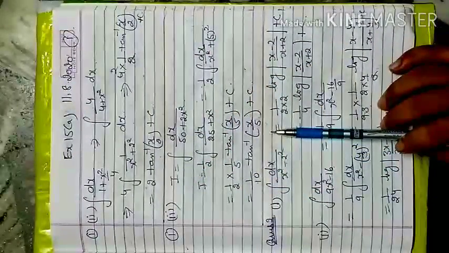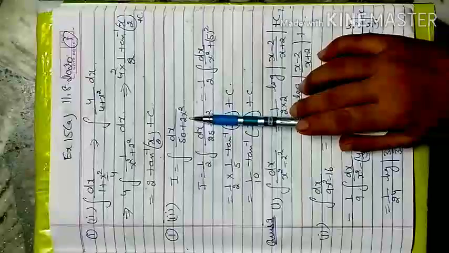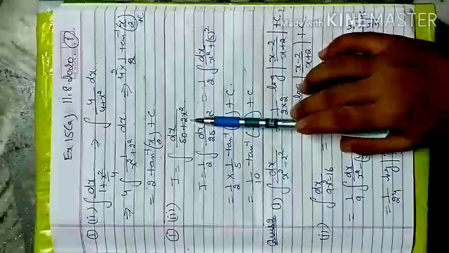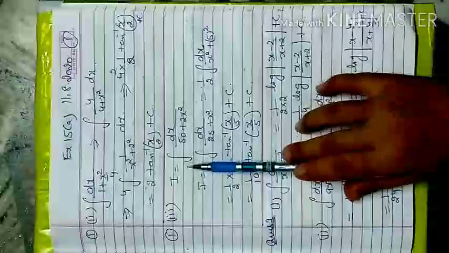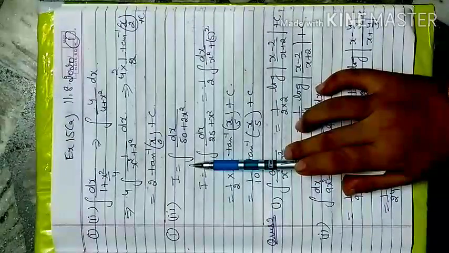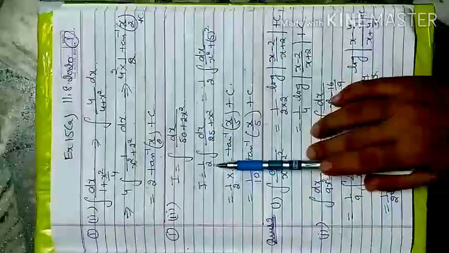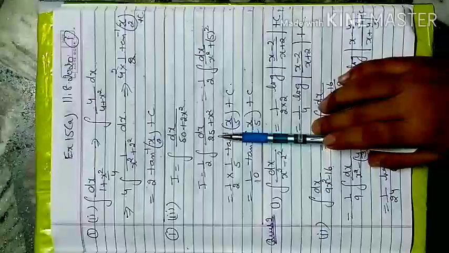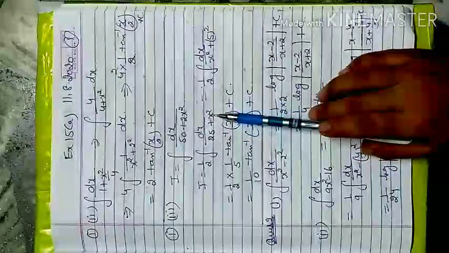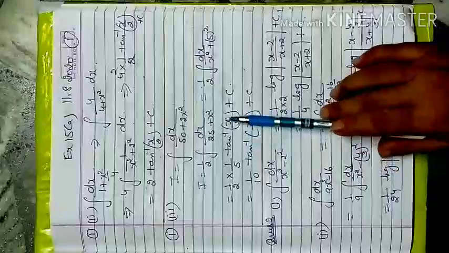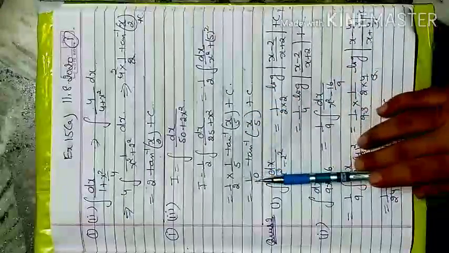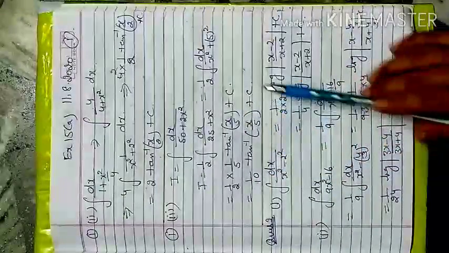And remember one thing, when you are going to apply the formula, there should not be any term multiplied with the variable part. If there is any term multiplied with it, first you can keep it outside as common. If I take 2 as common, what is left here is 50, and here 2. Again x square plus a square form, 1 by 5 tan inverse x by 5 plus c, 1 by 10 tan inverse x by 5 plus c.